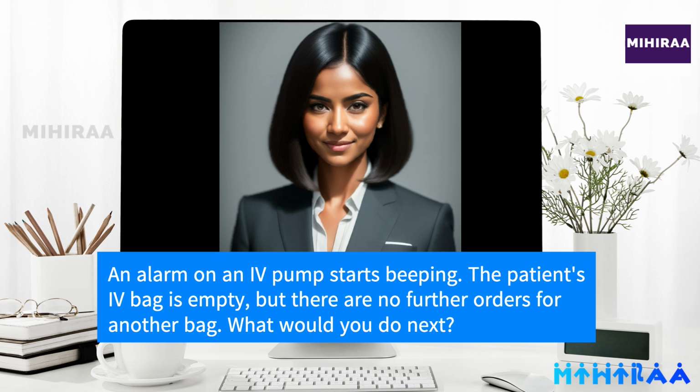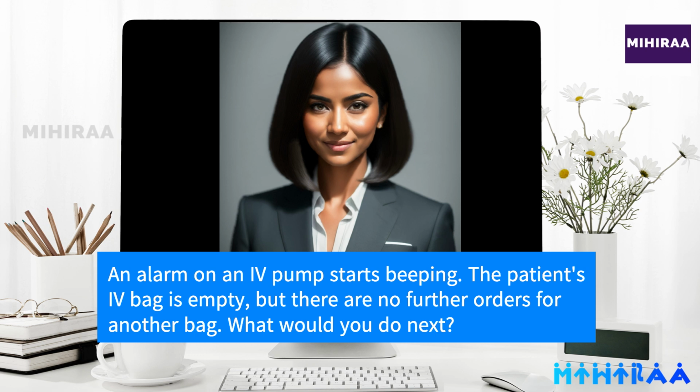If the records indicate that the infusion was for a time-limited medication or fluid replacement and the treatment course has been completed, then it might be appropriate to discontinue the IV line following standard procedures. However, if the infusion was part of ongoing therapy or if it's unclear whether additional fluids or medications are needed, I would promptly contact the attending physician or the healthcare provider responsible for the patient's care.